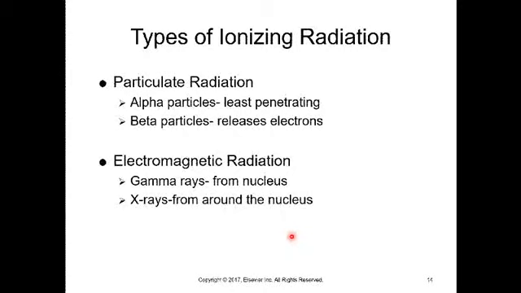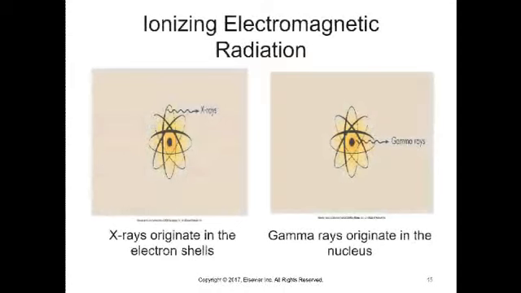And there's a nice chart in your Bushong to refer to these on page 42, table 2-6, which will help you remember, again, the difference and their characteristics. That's page 42, table 2-6. And then here's just to highlight the differences in their sources or origin. So X-rays originate in the electron shells, and gamma rays originate right from the nucleus.